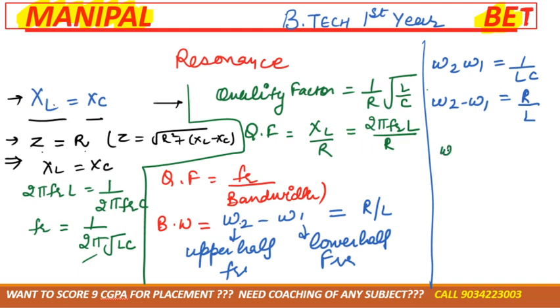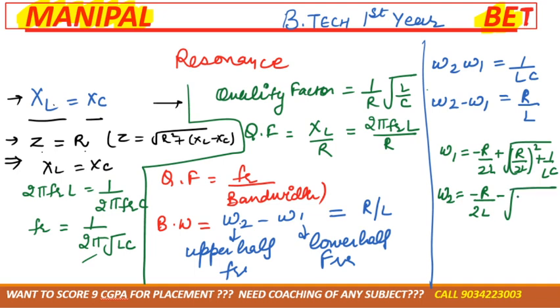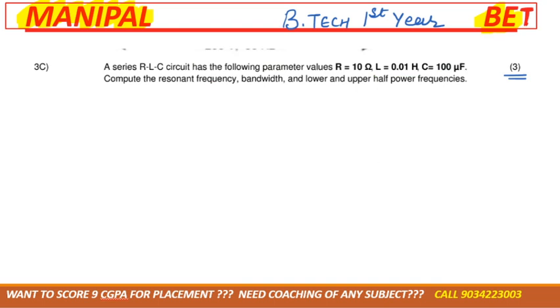Now what is the omega 1 formula? That is minus R by 2L plus root of (R by 2L) whole square plus 1 by LC. I think this formula you need to check in the book. And omega 2 is R by 2L plus root of (R by 2L) whole square plus 1 by LC. Okay? All formulas are covered in a single page. Put into the formula, right? That's all.